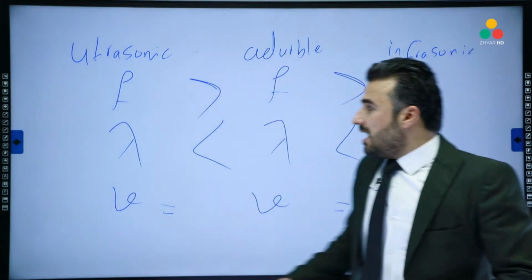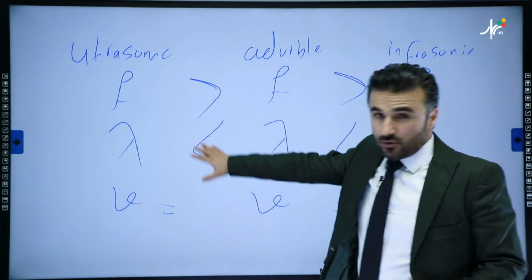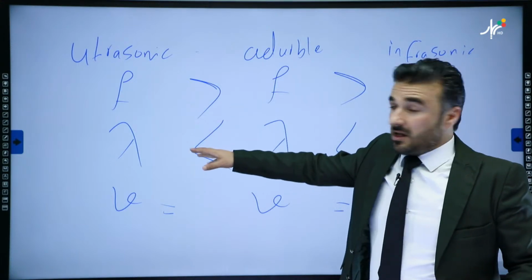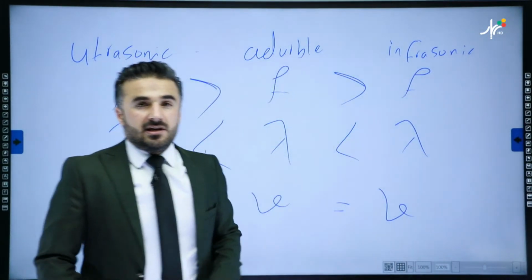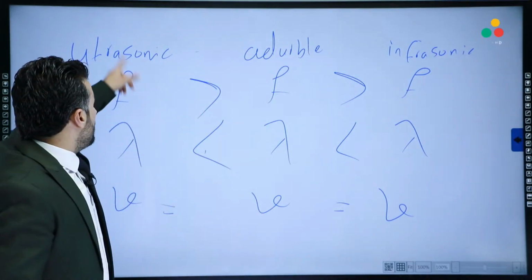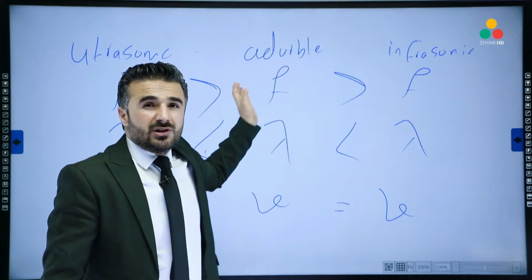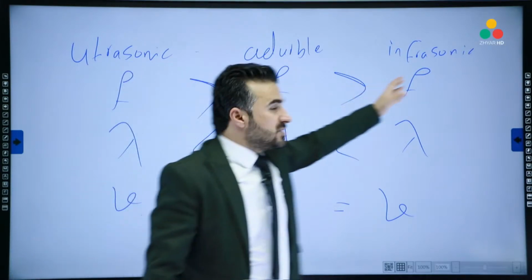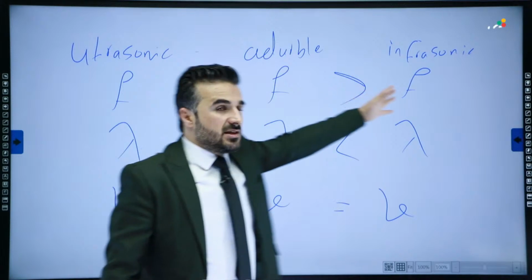And remember this, whenever questions come in WAEC, let's say, or national exam questions, you can always do this just to remember, and then any question related to this, you'll be able to answer very easily. Just remember this. This one is the highest frequency, which is 20,000 and above. Audible is between 20 and 20,000, and this is below 20. So, of course, this is the highest frequency and this is the lowest frequency.